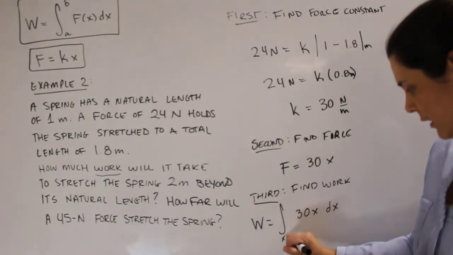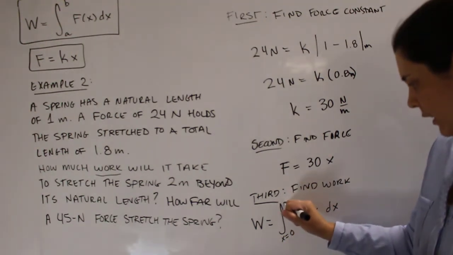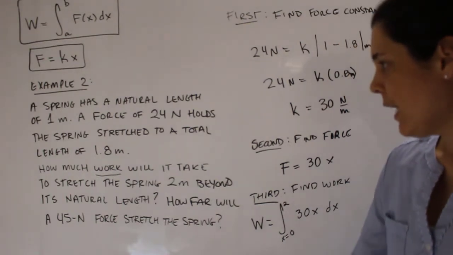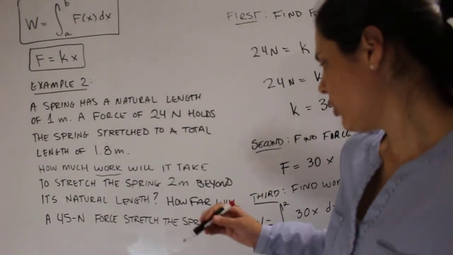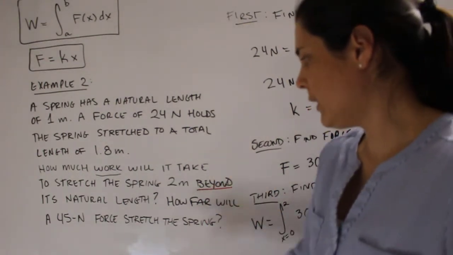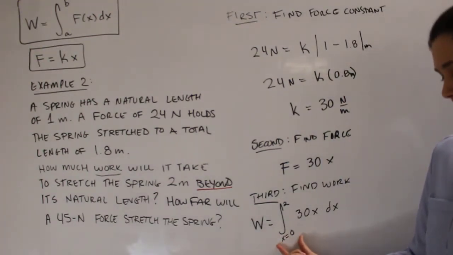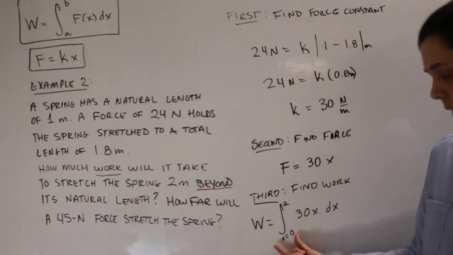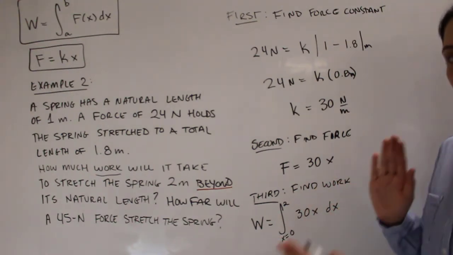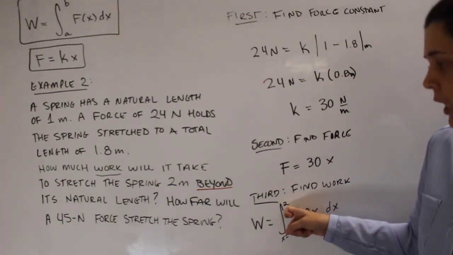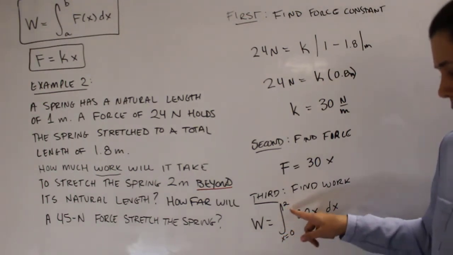Okay, so our limits of integration, let me write these numbers and then explain them. From x equals 0 until x equals 2. Okay, because of how this is worded, it says, how much work will it take to stretch the spring 2 meters beyond its natural length? So natural length would be it's not stretched at all or compressed at all. So x is 0. It's not stretched or compressed. But it's stretched now beyond that by 2 meters. So that's why x goes from 0 to 2.